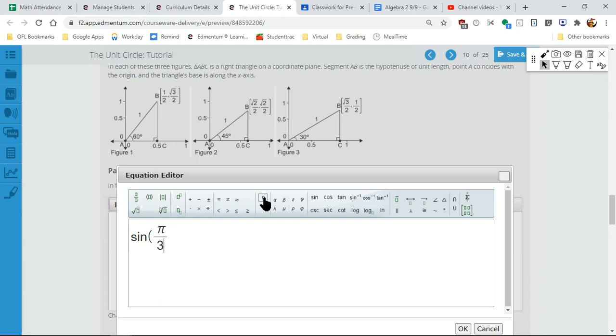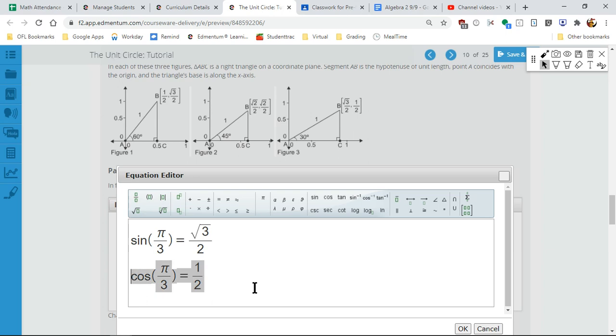Pi over 3. If I'm looking at this picture, I'm saying, what is my y value? Well, my y value is square root of 3 over 2. And then because I'm lazy, I'm just going to copy this, paste it here, change this word to cosine. And our cosine is talking about our x value. So I'm going to change this to 1/2. Boom.